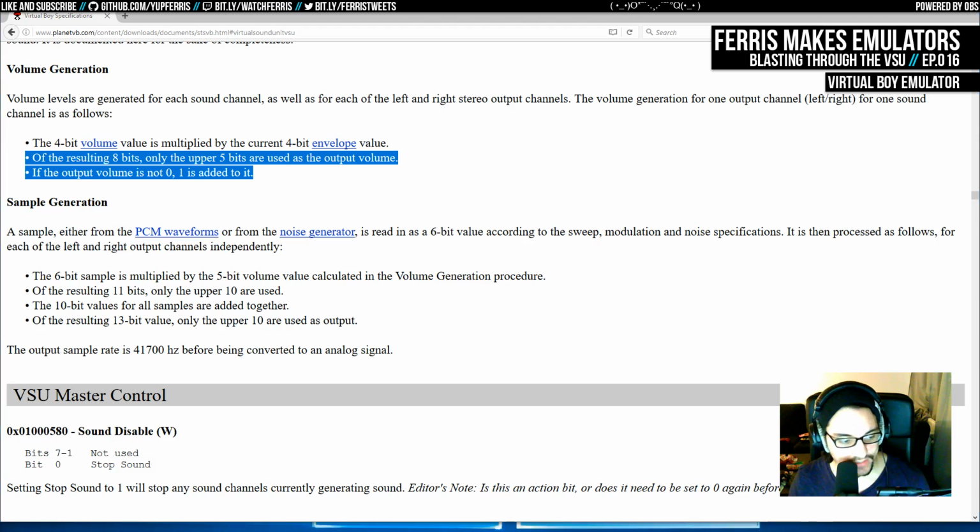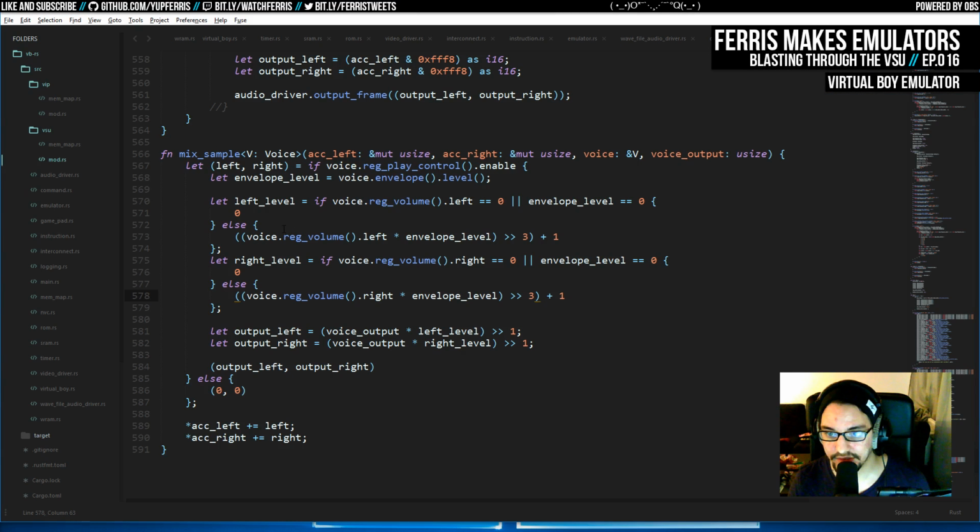So that's what this is doing. We get the actual level, where we multiply this 4-bit value by this 4-bit value. We take the upper 5 bits and add 1 to it. That ends up giving us a 5-bit value. I think there are cases where that could actually be 6, but it's supposed to be a 5-bit value.